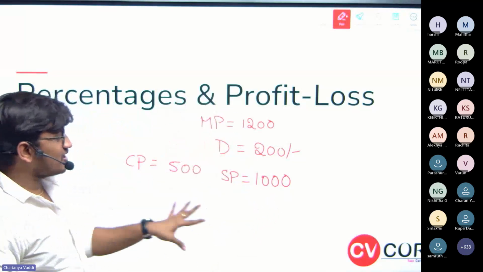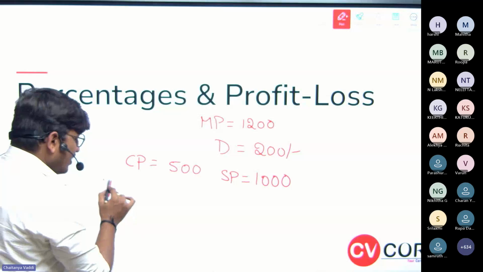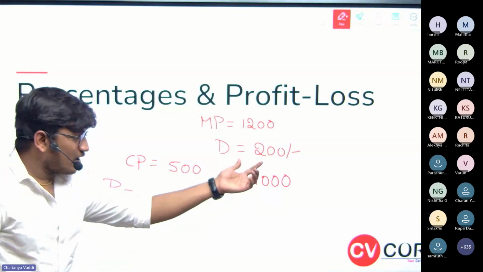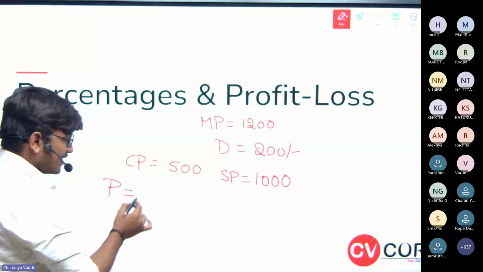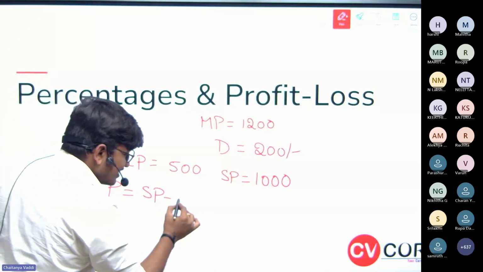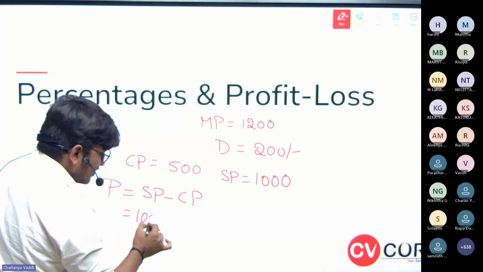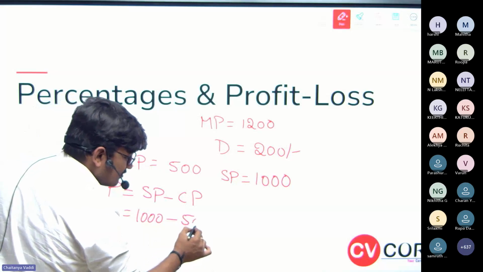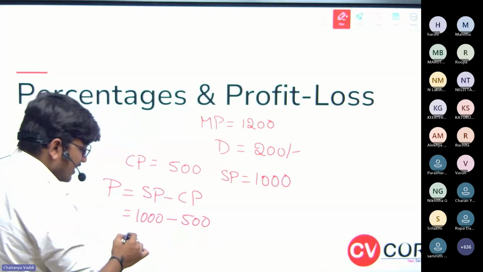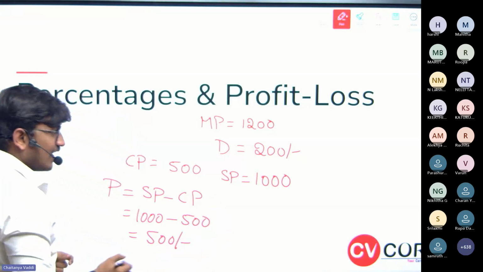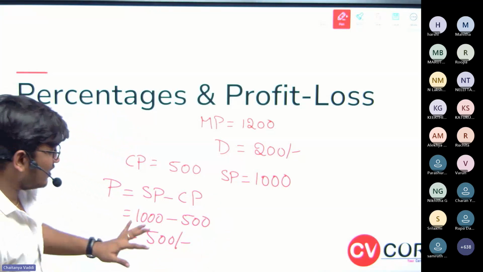Now in the whole picture, can you guess what the profit will be here? Obviously profit means selling price minus cost price, correct? Profit means selling price minus cost price. So the selling price is 1000. Cost price, the price at which I bought, is 500, which means I got a profit of 500 rupees.